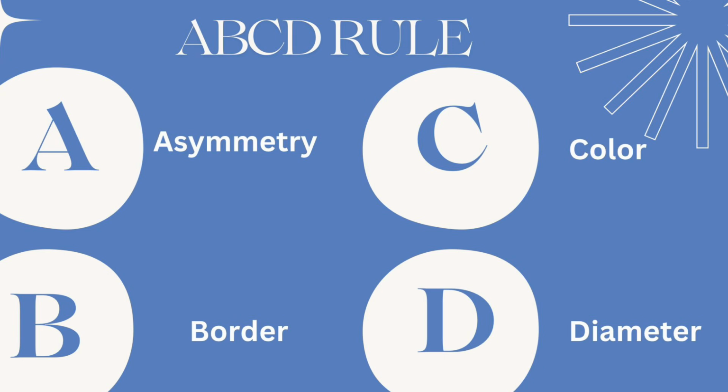The ABCD rule is helpful with early detection of melanoma. It can provide people with a guide to recognize early symptoms of melanoma, such as asymmetry, border irregularity, color, and diameter.